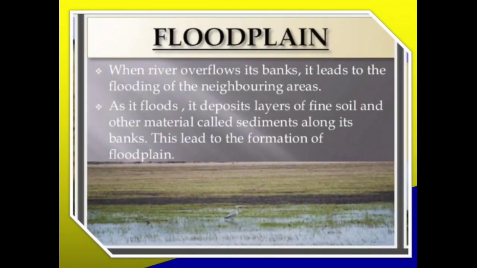In its course, a river at times overflows its bank and leads to flooding of neighboring areas. Because of flood, it deposits layers of fine soil and other materials called sediment along the river bank. This results in the formation of floodplains.